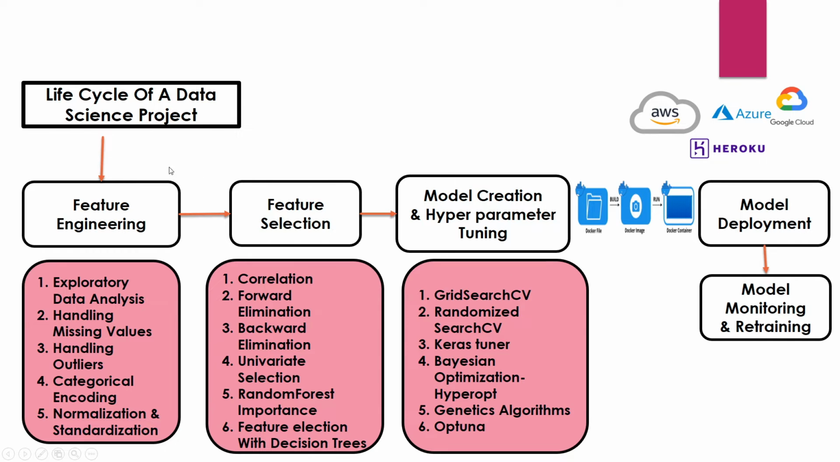Now here you can consider, guys, with respect to feature engineering, what steps do you actually do? You have EDA, handling missing values, handling outliers, categorical encoding, normalization and standardization. Then in the next step, you have feature selection. Now see, these are all basic steps, because all the time you will not be getting very clean data.